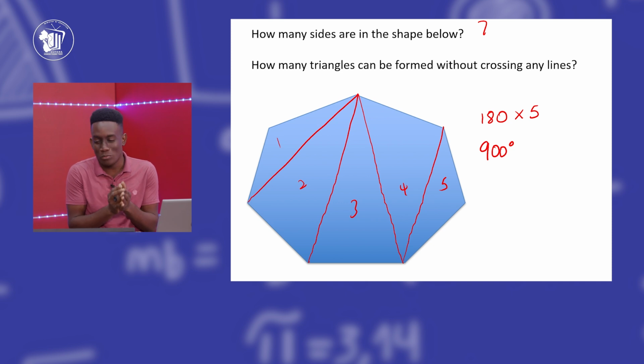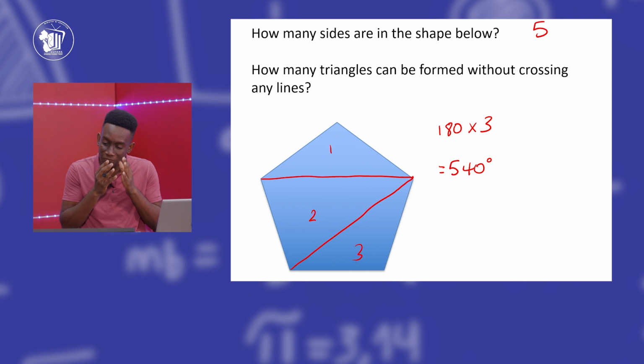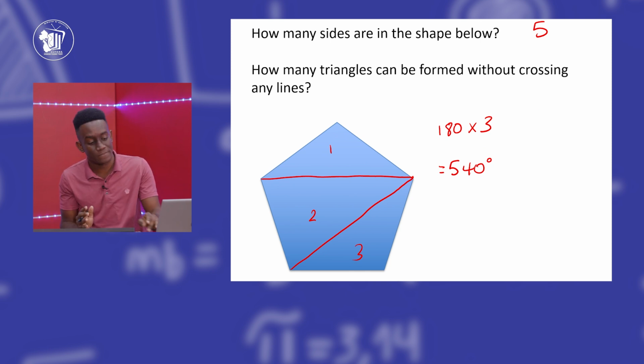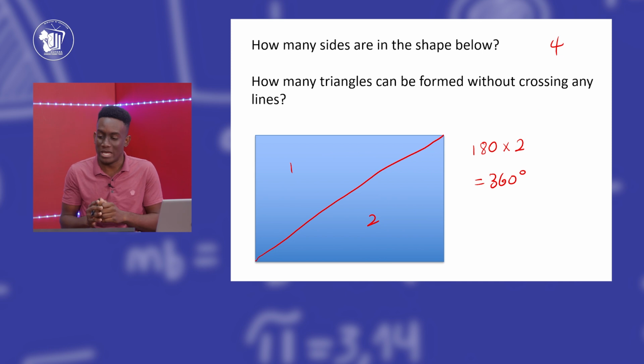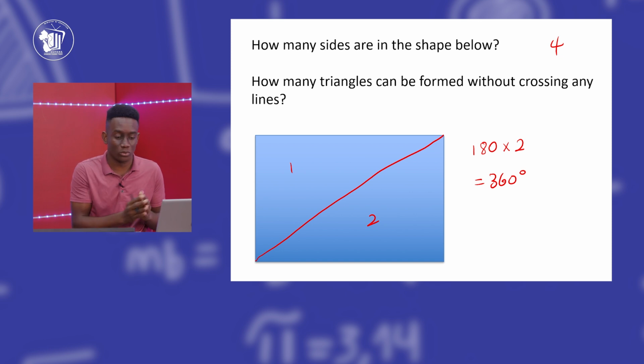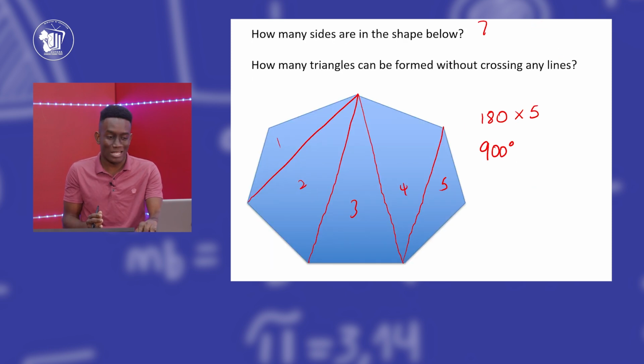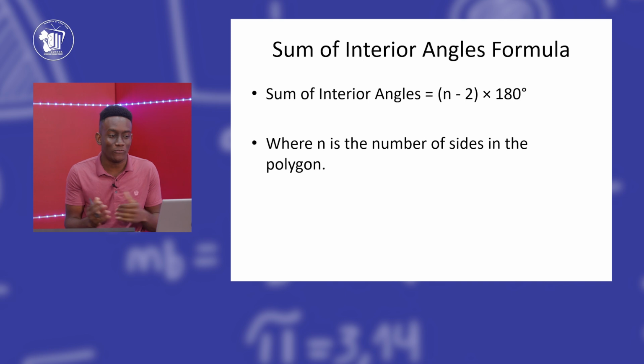So I hope that you see a pattern. In this case, we had 7 sides and we multiplied the 180 by 5. In the previous one, we had 5 sides and we multiplied the 180 by 3. And in this one, we had 4 sides and we multiplied the 180 by 2. So based on that pattern, we can conclude a few things. We can derive a few formulas.